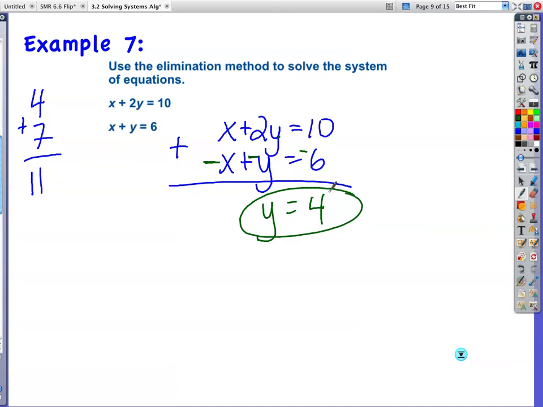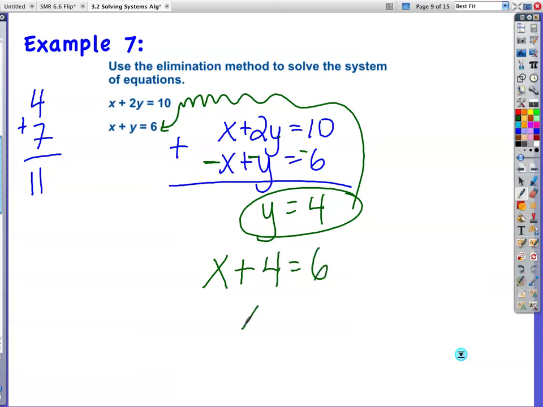All right, well that was fast. You're like, whoa, I got y already. Well, now you need to go back and find x. And it doesn't matter which one you put it in. I think this one looks a little bit easier. So now I'm going to write out x plus y, except in place of y, I write 4. And that's equal to 6. So now I solve, most of us know by looking at that, x is equal to 2. So the solution to this system is 2, 4. And we've used elimination because in this process, the x is eliminated, and now we're down to just a y.